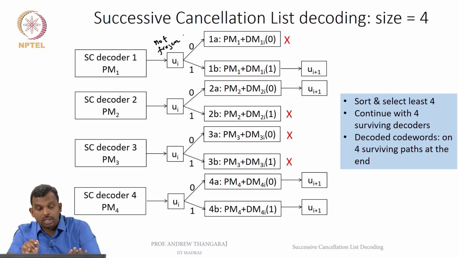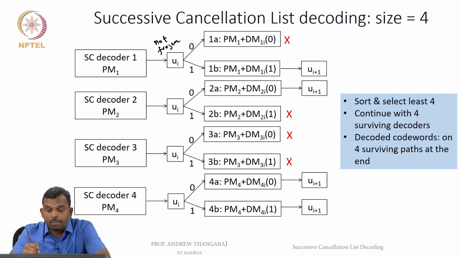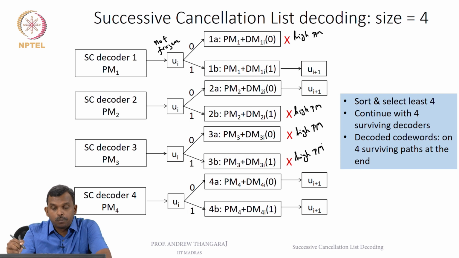If it is not frozen, then you have to make both decisions on each ui. Okay. 0 and 1, 0 and 1. So, you end up getting 8 different path metrics. Here you throw away 4 of them. These are the high path metrics. So, you sort and select the least 4. The higher 4 path metrics are thrown away and you keep only the lower 4.